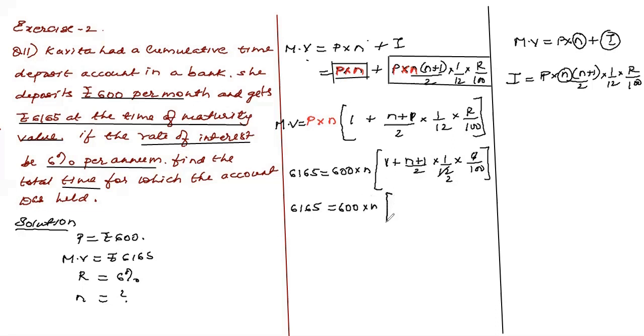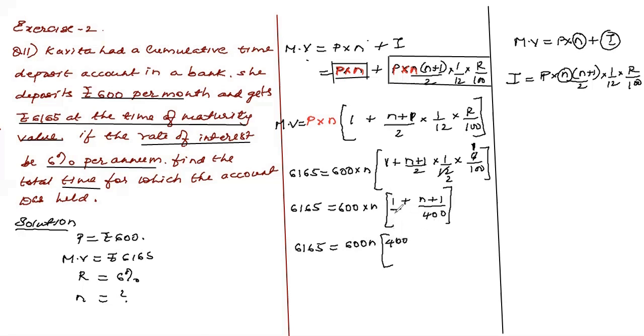First, we have to simplify inside the bracket. So this 1 is 1, plus n plus 1 into 1; this 1 gets cancelled. 6 1 is left, so n plus 1 remains on top, but below, 2 into 2 is 4, into 100 is 400. Now you know, children, inside the bracket only I'm going to simplify. So 6165 is equal to 600 as it is, and inside the bracket, 1 plus (n plus 1) upon 400.